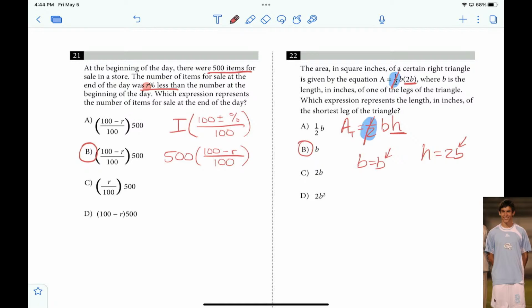Again, it looks weird because I said maybe I should write this as base times height. And then this B here is the base. I'll write it that way. Cool. All right.